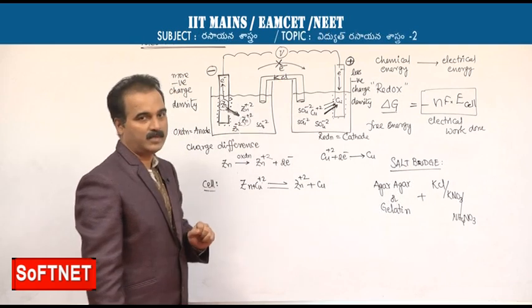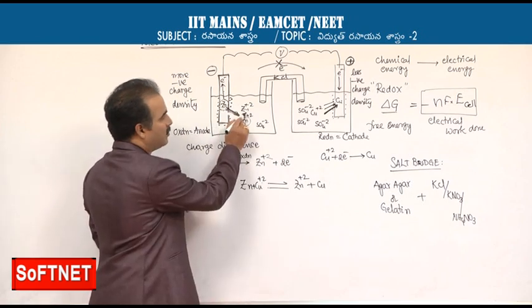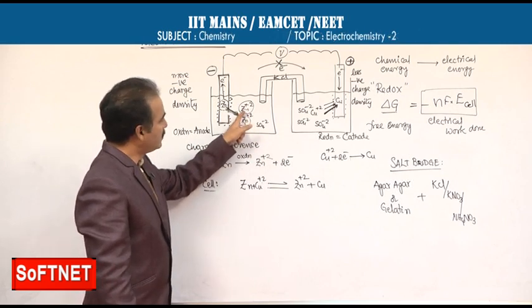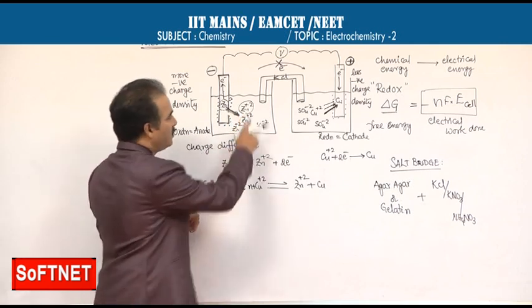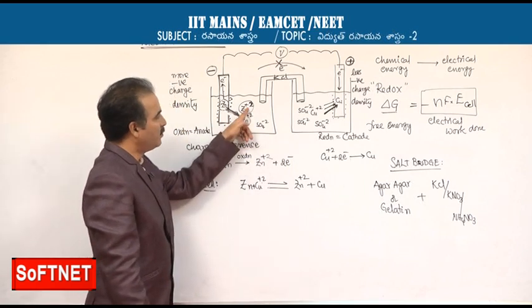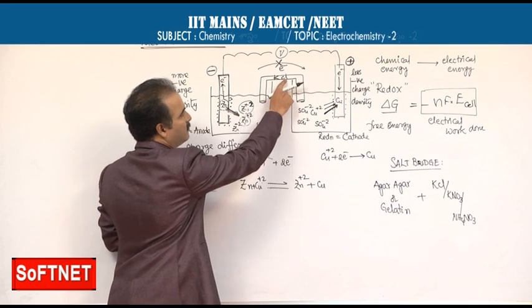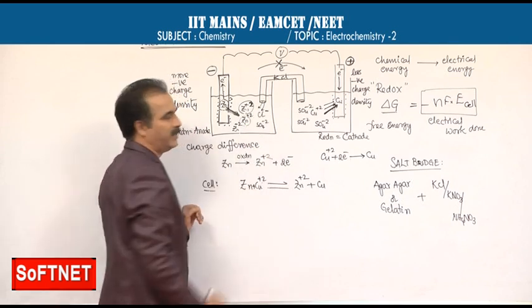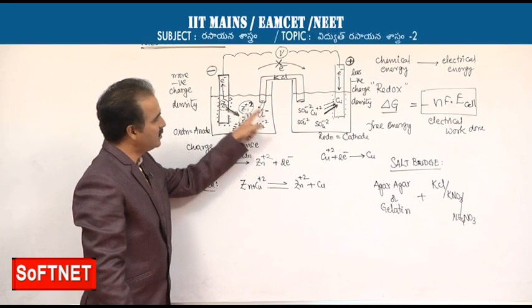What is the function of this salt bridge? How does it prevent accumulation of charges? Let us see. When zinc undergoes oxidation, you will get an extra zinc plus 2 delivered into the solution. This extra zinc plus 2 is responsible for accumulation of positive charges. If the positive charge is neutralized by a negative ion, then there won't be any accumulation of positive charges. For that purpose, from this salt bridge, 2 Cl minus ions are delivered. The 2 chloride ions will take care of the zinc plus 2 charge, so the zinc plus 2 charge is nullified.